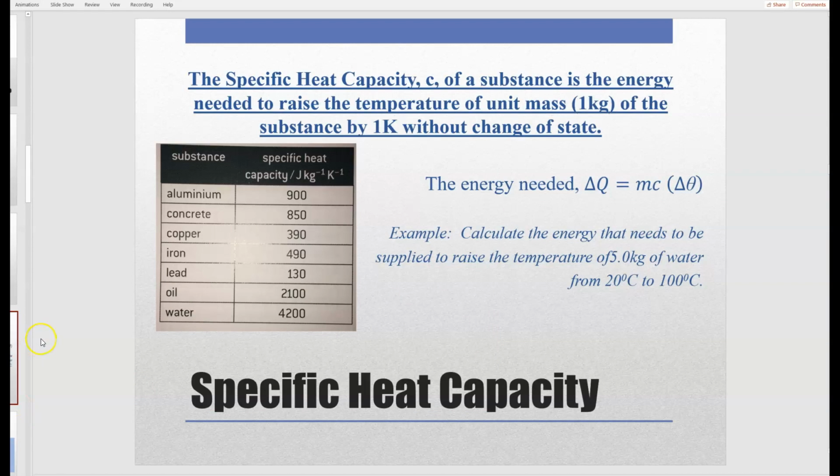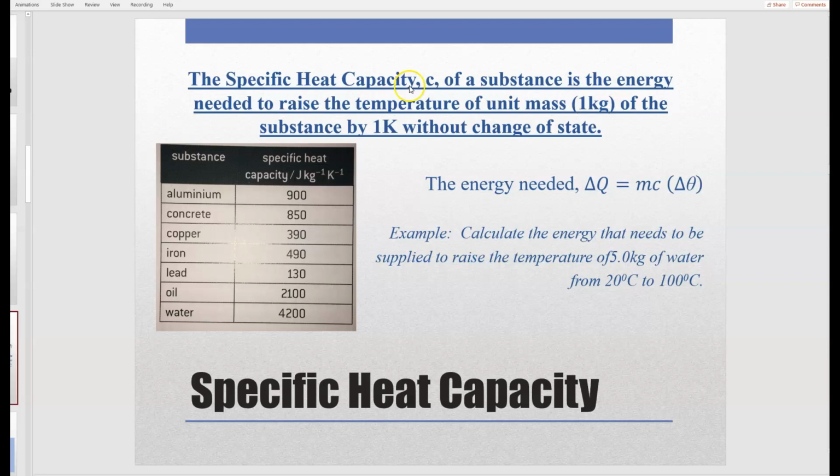Okay, so these are some specific heat capacities of some different materials. You can see here that the metals have a lot lower specific heat capacity than the liquids, so oil and water, with lead being the lowest, so lead would heat up the quickest here. This is the definition of specific heat capacity. The specific heat capacity, C, little c, annoying because it's the same symbol as the speed of light or the speed of sound in a vacuum.